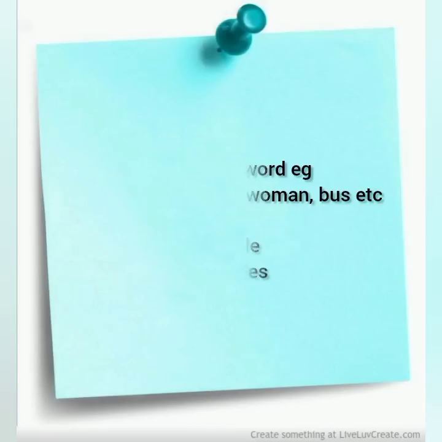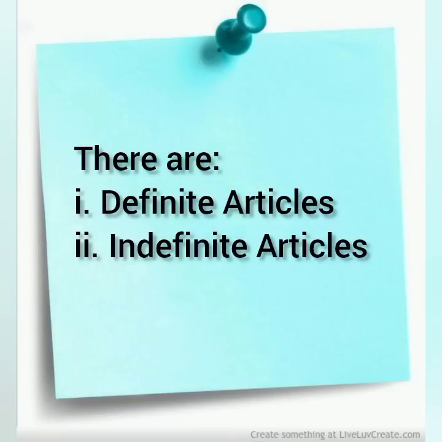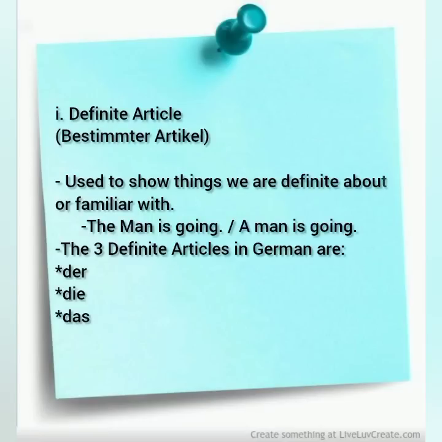Now, I'd like you to first of all note that there are definite and indefinite articles in German. Just like in English, there are definite and indefinite articles in German. So let's begin with the first one, which is the definite article, which we now call bestimmter Artikel, definite article.